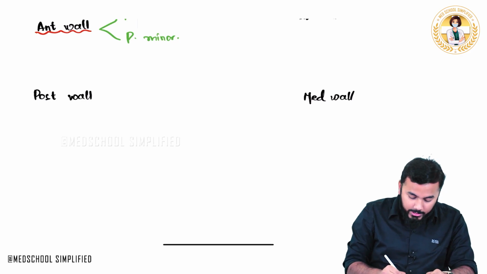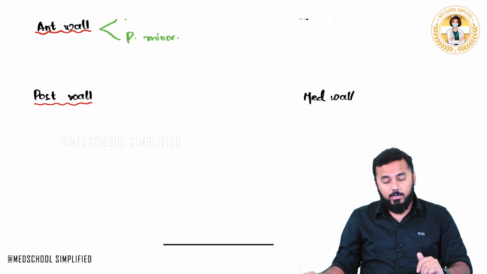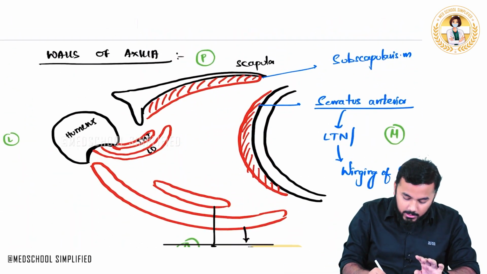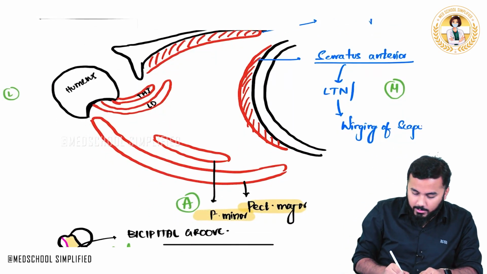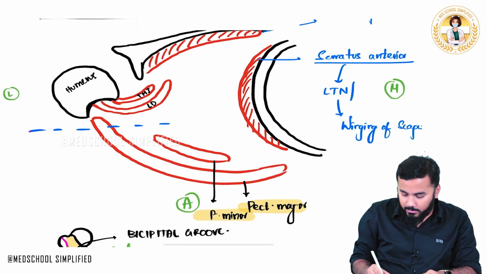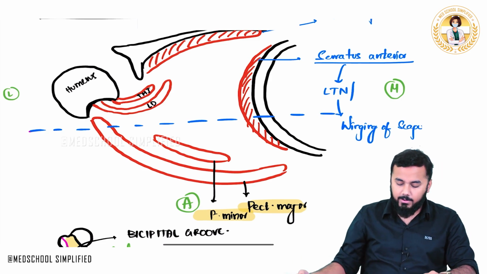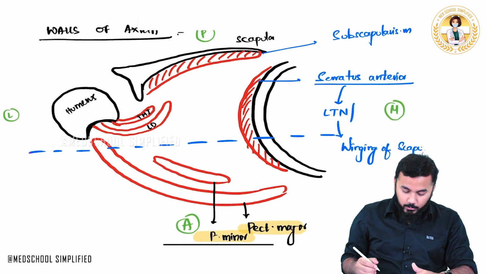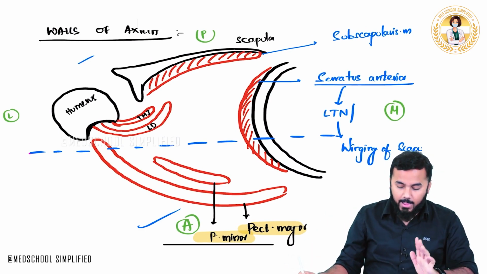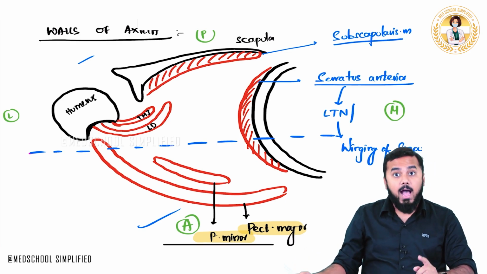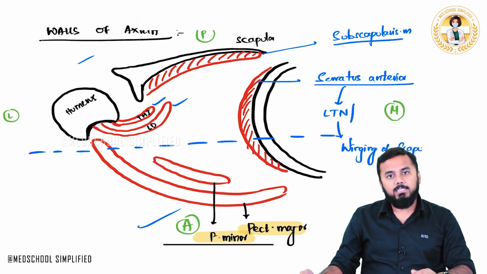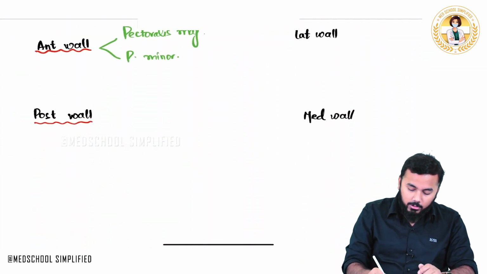The posterior wall has got some muscles. What are the muscles located on the posterior side? Look here very carefully, guys. I'm going to divide this picture now. If I draw a line in this way, now you tell me where is anterior, where is posterior. So this is anterior, this is completely posterior. In the posterior side, I have got scapula, subscapularis muscle, latissimus dorsi, and teres major.